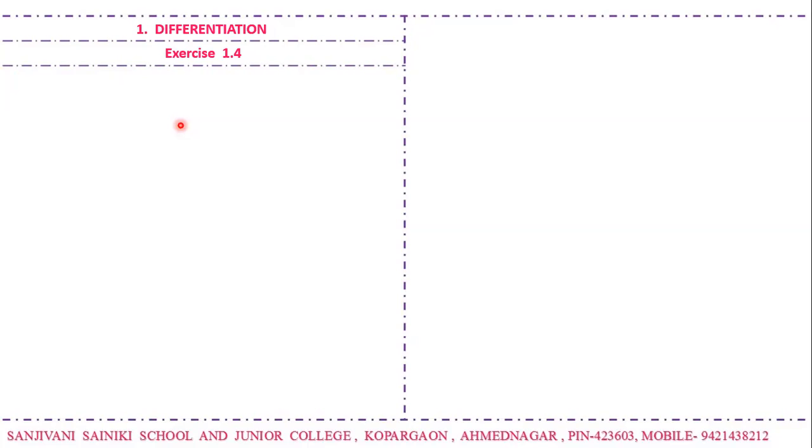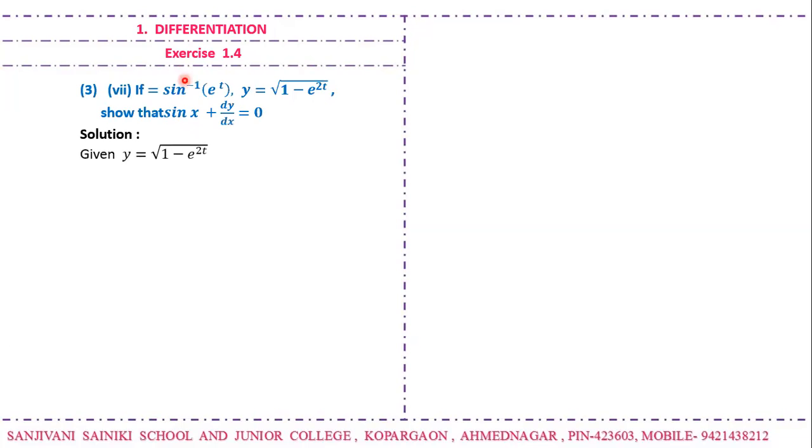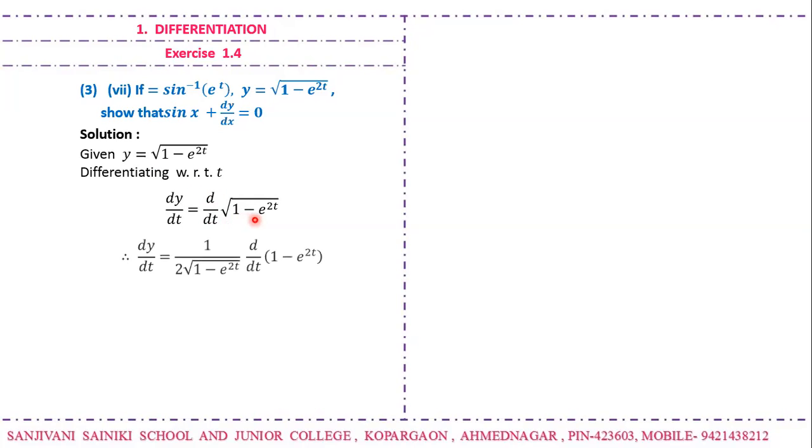Now moving further, the next example is sin inverse of e raised to t is x, and y is equal to square root of 1 minus e raised to 2t. Take y, then differentiate with respect to t. Here we have to use d by dt of root f of x is 1 upon 2 root f of x into f dash of x.